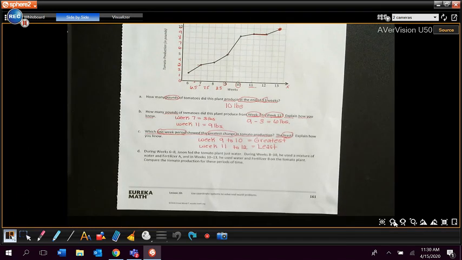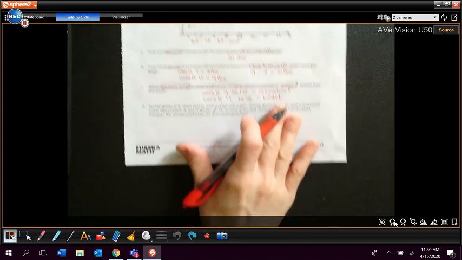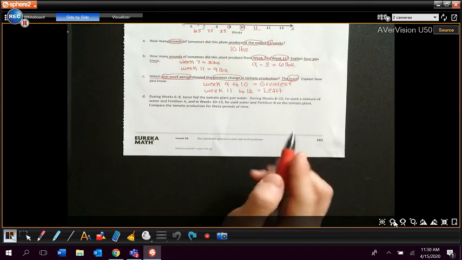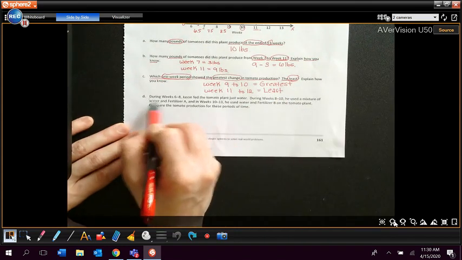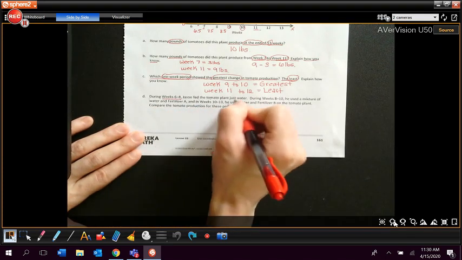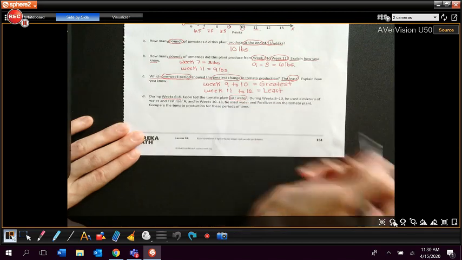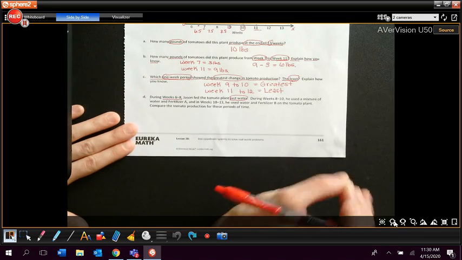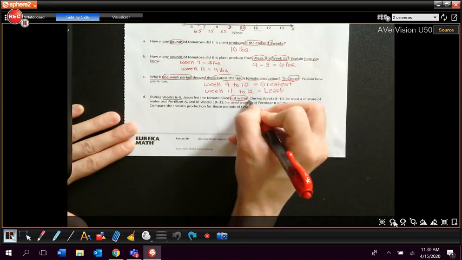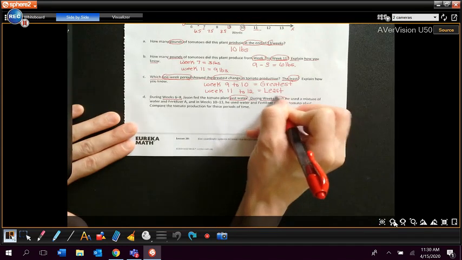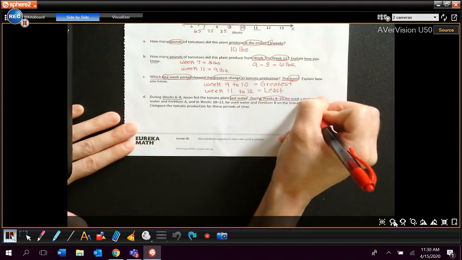Now we're going to go on to our last one, letter D. So look at this one. It says, during week 6-8, Jason fed the tomato plant just water. So we know that between 6 and 8 weeks, they only gave them water. Then during week 8-10, he used a mixture of water and fertilizer A. So water and fertilizer A.